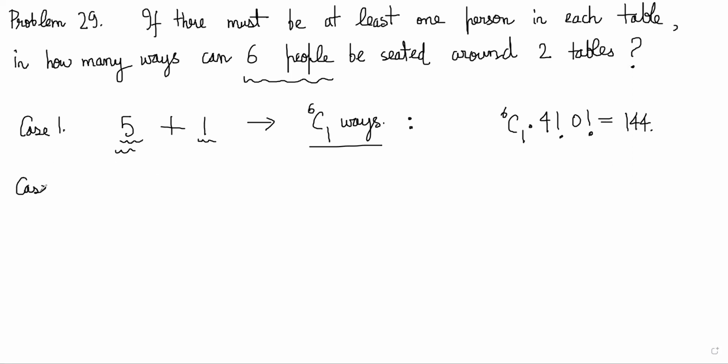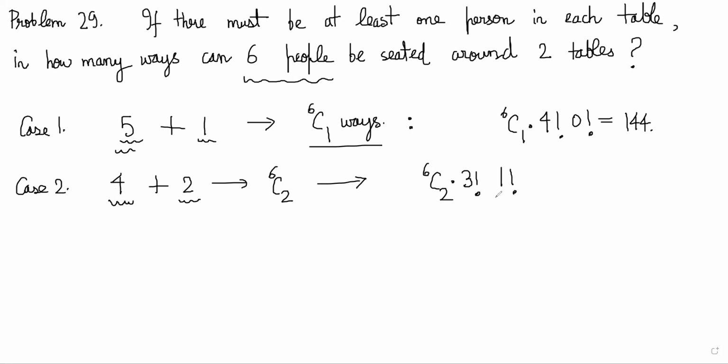Then case 2 is when we have 4 people on one table and 2 on the other. Again, we will do it in 6C2 ways. We'll select the 2 people that go on one table and the remaining 4 go on the other. So the total number would be 6C2 multiplied by 3 factorial multiplied by 1 factorial, because 3 factorial is the number of ways of arranging 4 people on one table, and 1 factorial is the number of ways of arranging 2 people on the other table. So this comes out to be basically 15 into 6, which is 90.